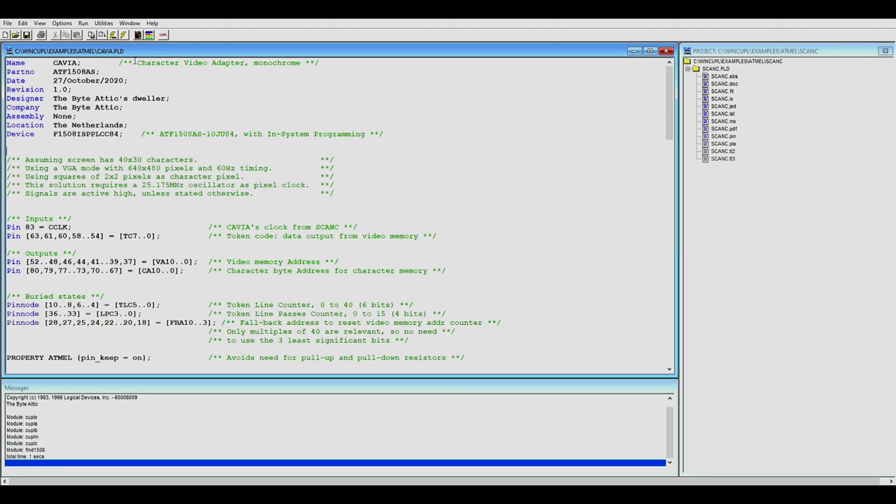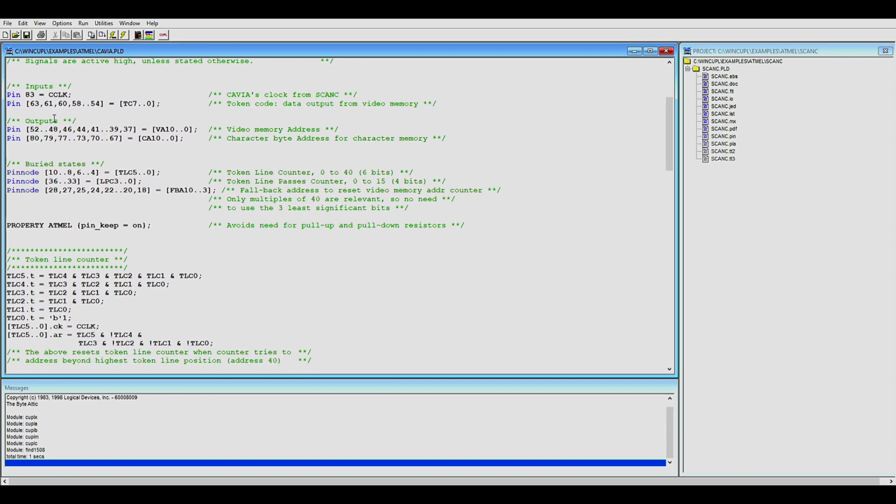Just like Skank, Cavia, the character video adapter, is designed in CUPL, this retro hardware design language from Atmel out of the early 80s. I'm using the same CPLD for it, the ATF1508AS in an 84-pin PLCC package. It's a large CPLD with in-system programmability, also like Skank.